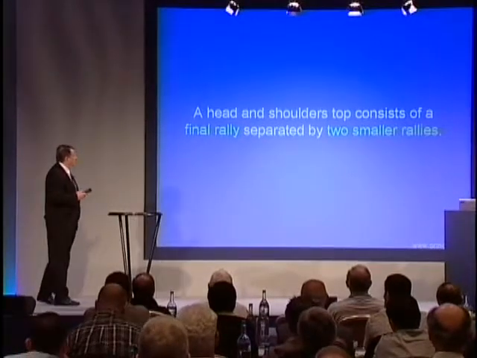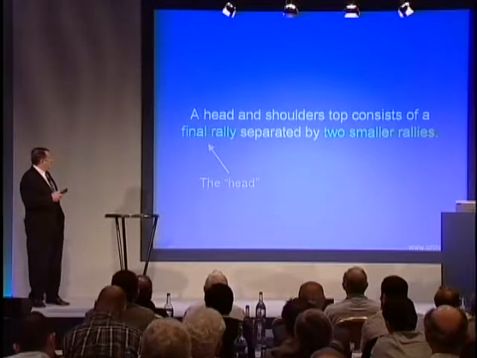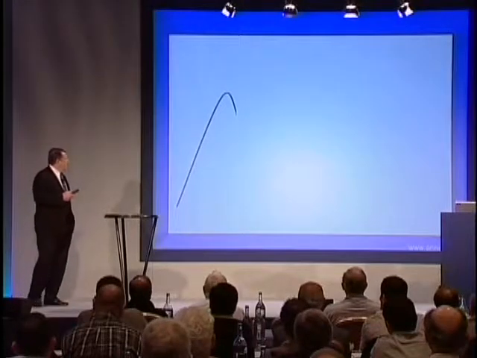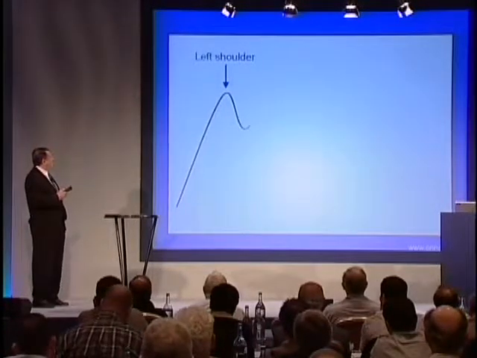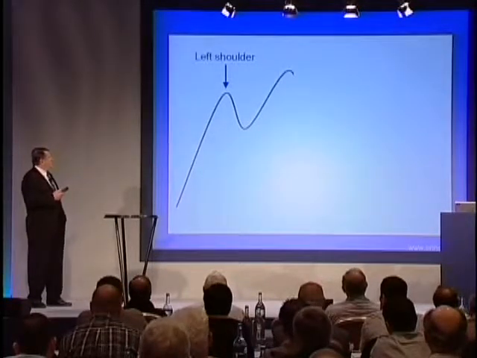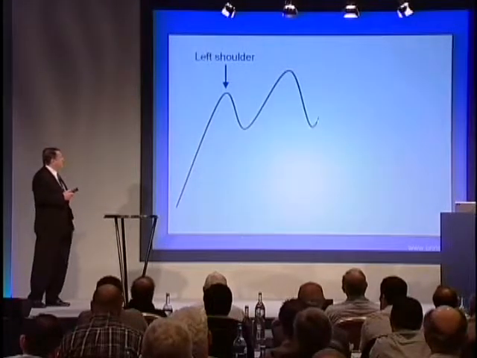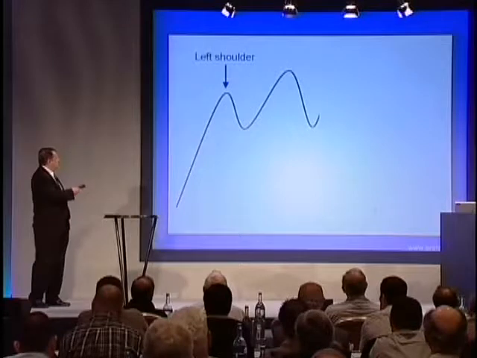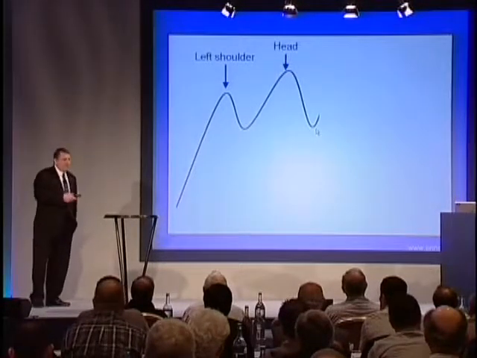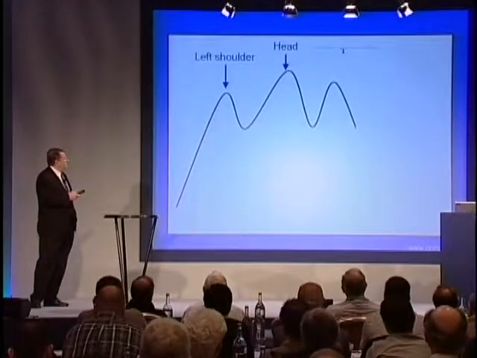A head and shoulders top consists of a final rally separated by two smaller rallies. The final rally is the head, and the two smaller rallies are what we call the shoulders. So here we see a rally, and we see a reaction, and this will eventually turn out to be the left shoulder. Then we make a higher high. So at this point here, you see your peaks and troughs are still in a rising phase, but the price comes back down again and tests the low. So at this point here, we've still got a series of rising peaks and rising troughs, and that peak there becomes the head. Then we see another rally, which is the right shoulder.